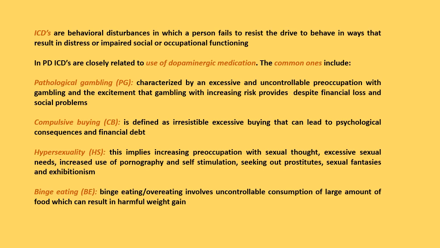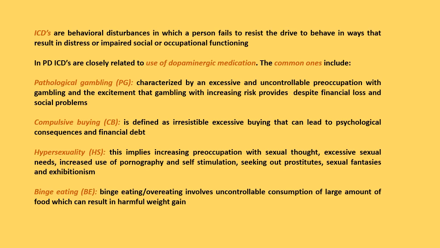In PD, ICDs are closely related to the use of dopaminergic medication. The common ones include pathological gambling. This is characterized by an excessive and uncontrollable preoccupation with gambling and the excitement that gambling with increasing risk provides, despite financial loss and social problems. Compulsive buying. This is defined as irresistible excessive buying that can lead to psychological consequences and financial debt.